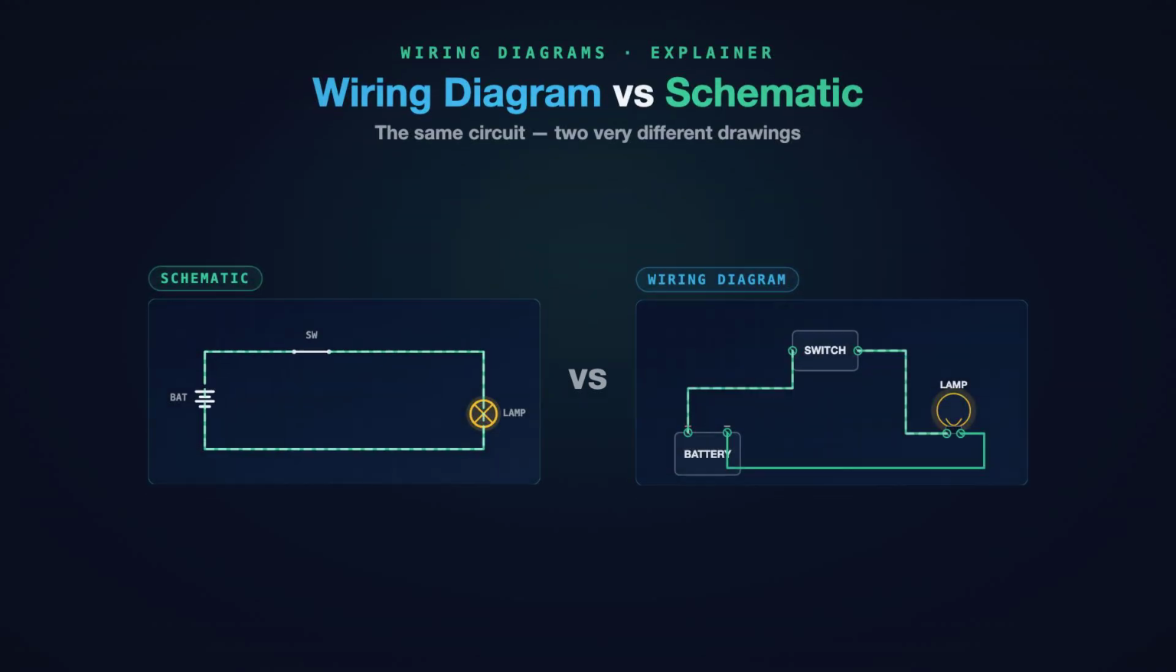Wiring diagram versus schematic. What is the actual difference? Here is the same little circuit drawn two ways. On the left, a schematic. On the right, a wiring diagram. Same battery, same switch, same lamp, but two completely different pictures.